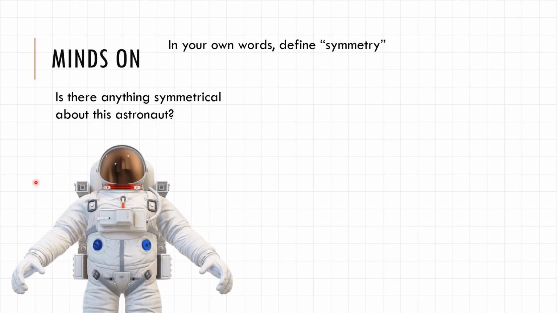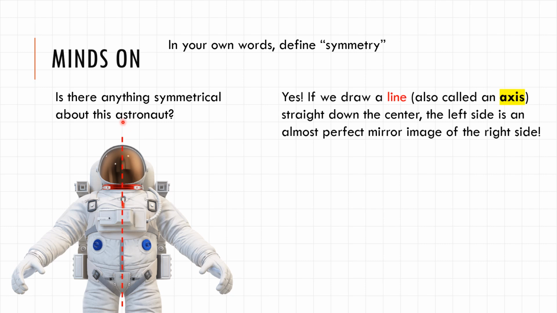When I look at this astronaut, I say that yes, there is a lot that is symmetrical about them. For example, if I draw a line right through the center of the spacesuit, most of the items on the left are almost like a mirror image of the items on the right side, except for this tube and the center thing. Almost everything seems like this red line is a mirror for the left and right side. And so let's think about this for a little bit.